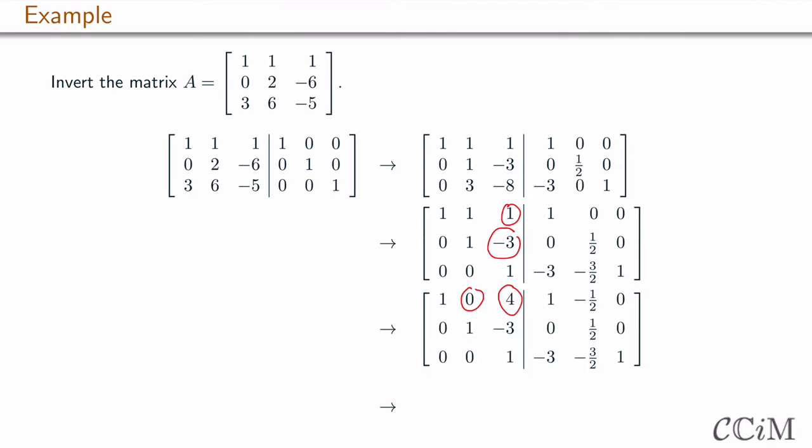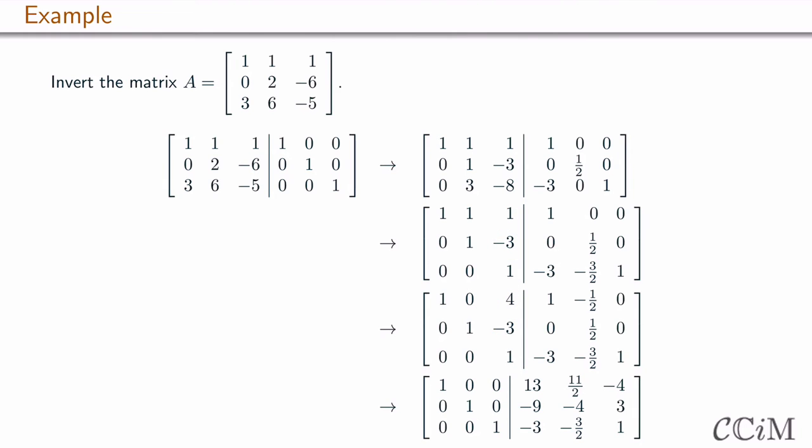Finally, I'd like to create zeros here and here, and I do that by using this last row. So I add 3 times the last row to the second row to create a 0 here, and I subtract 4 times the last row from the first row to create the 0 right here. And this is what I end up with. I perform the exact same operations on the right-hand side.